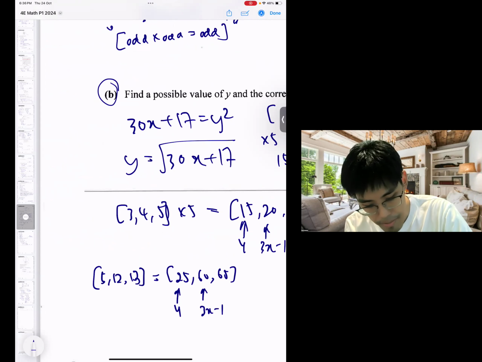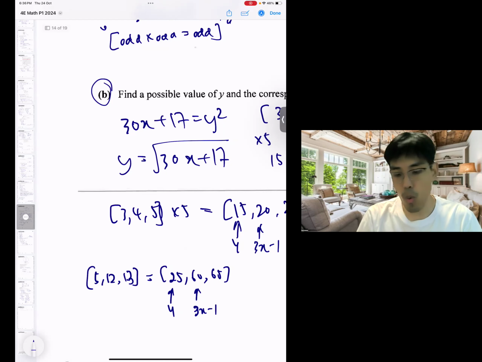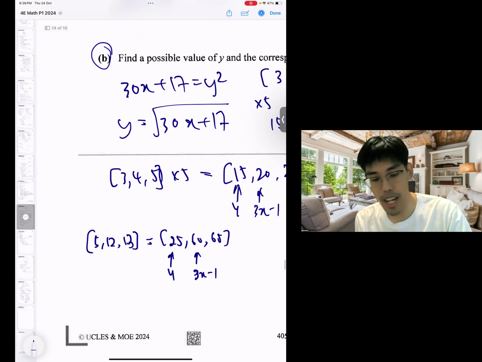But this one I cannot. Oh, must be odd number. 61. 61 not divisible. So 5, try 20, cannot. Never mind, we try again.